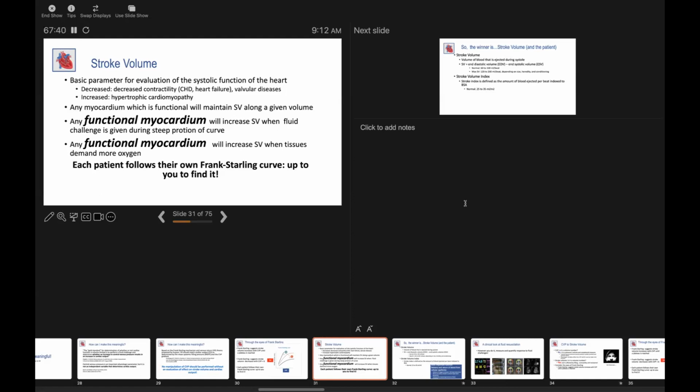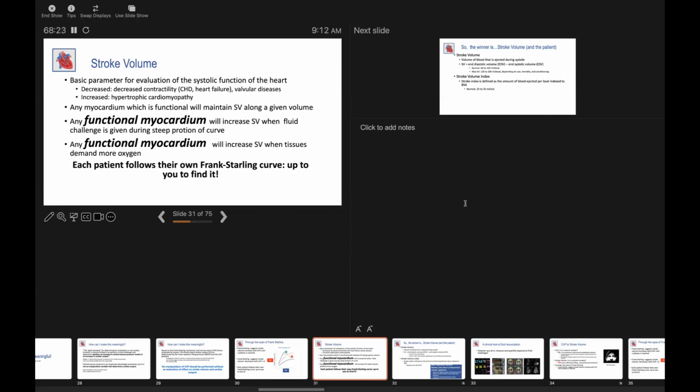So the thing about stroke volume, remember, there are 2 things. First of all, if I've got an A line, because that's really where it's going to be the most meaningful, I'm looking at your systolic pressure. Systolic pressure is what's most significantly affected when I increase stroke volume. Systole represents LV ejection. So very, very important. Any functional myocardium, when you give volume, you should see an increase in systolic pressure. When you give volume, you should see an increase in pulse pressure. When you give volume, you should see an increase in stroke volume if the myocardium is functional. If the myocardium is not functional, you're not going to see that.